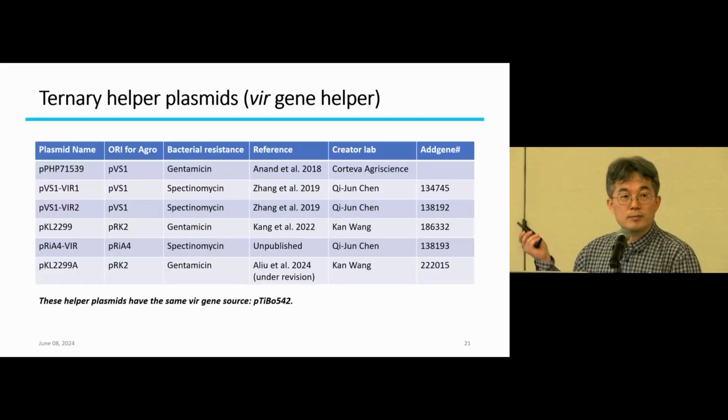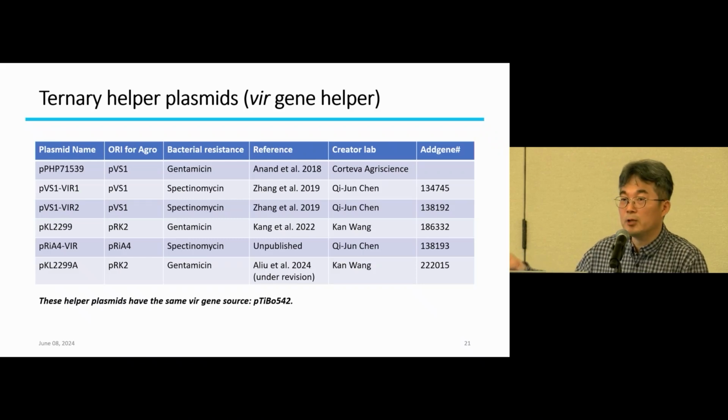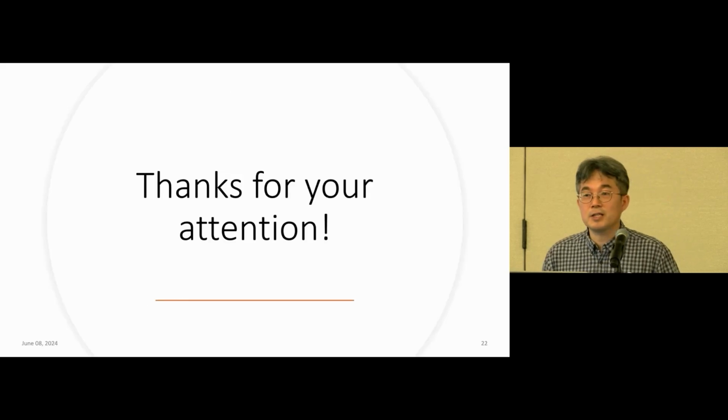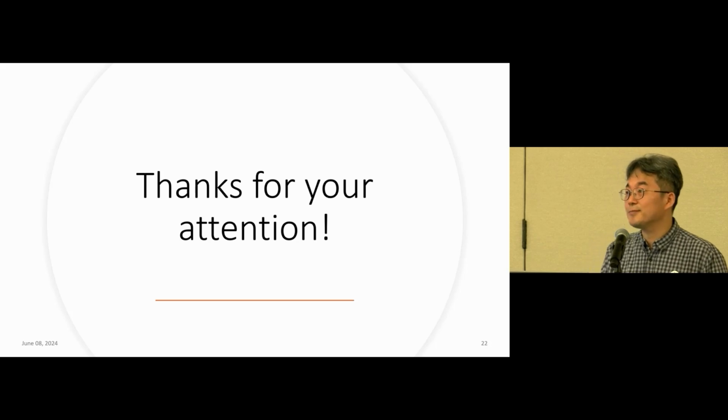For those who are interested in using a ternary vector system, these are the available ternary helper plasmids from Addgene, so you can request them. A couple of them we deposited. The newer ones will be available soon; the manuscript is under revision, so they will be available very soon. With that, thank you so much for your attention, and I'm happy to take any questions.